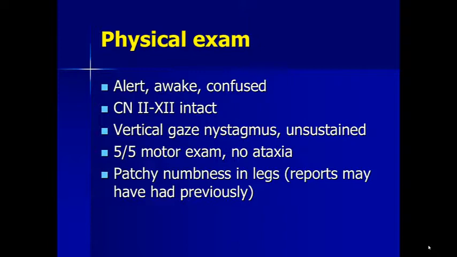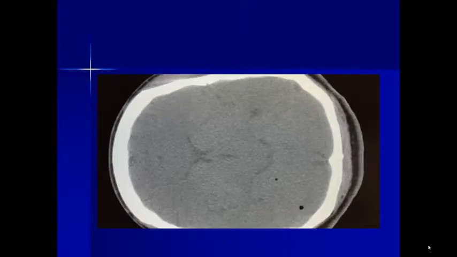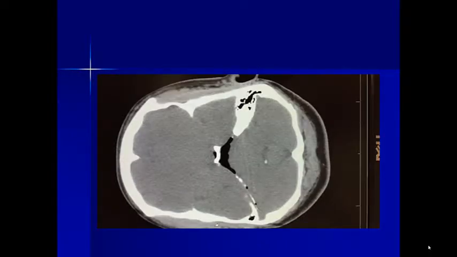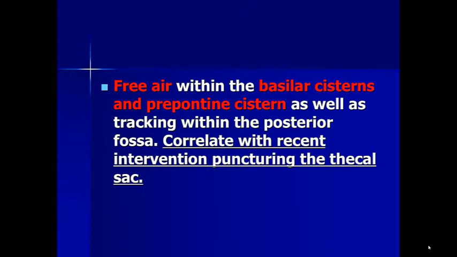On my exam, she was alert, awake, a little bit confused. The only real notable findings were nystagmus and some patchy numbness in the legs. And we'll scroll through some of the CT findings. It's pretty obvious. You can see patches of air throughout the cerebrum in multiple cuts, multiple different locations. They officially read the CT as free air within the basilar cisterns and the prepontine cistern, as well as tracking within the posterior fossa, correlated with recent interventional puncturing of the thecal sac.